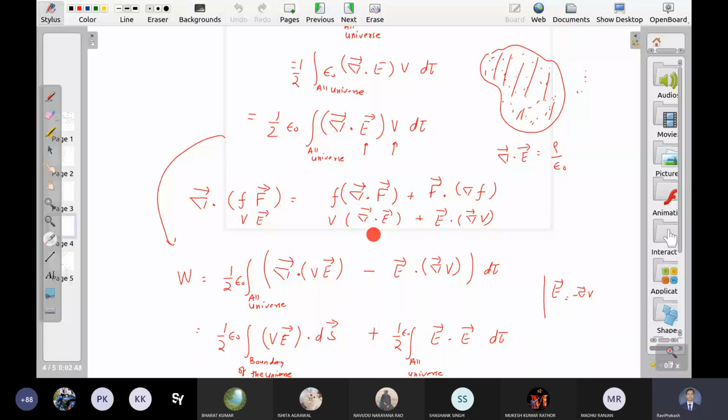See, here in this integral, divergence is over the electric field only, and V is just a scalar quantity. Right? So this quantity is similar to this one. Agree? Divergence of a vector function multiplied with a scalar. Now the formula says the divergence of a scalar times a vector is given by this formula.